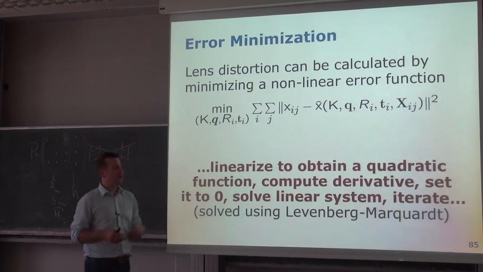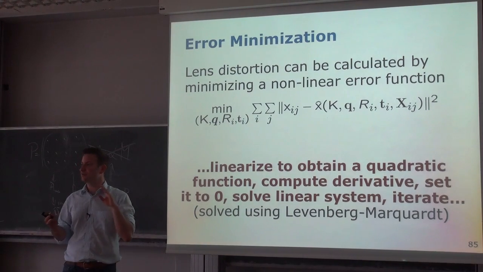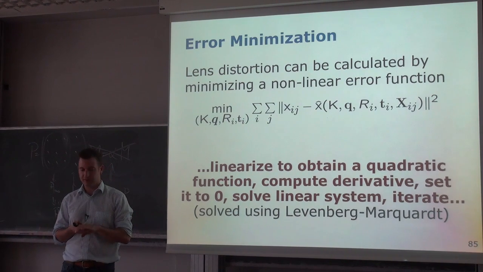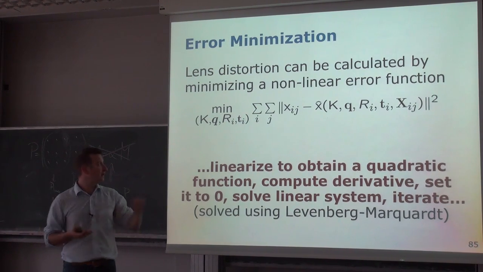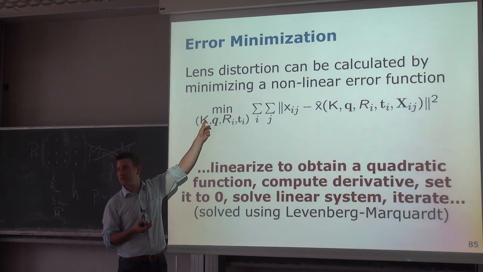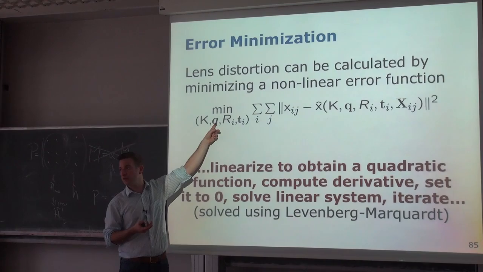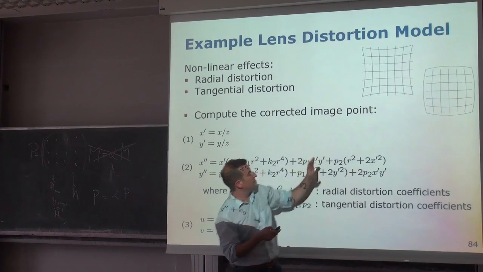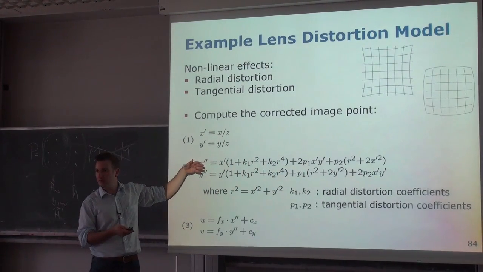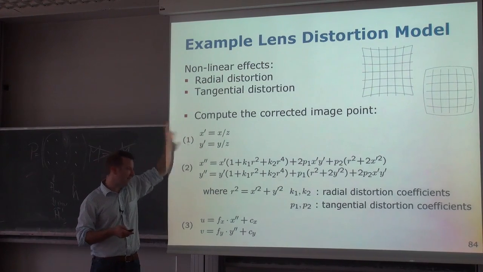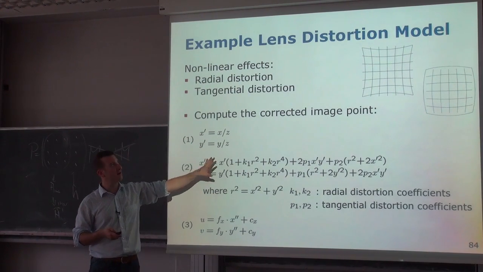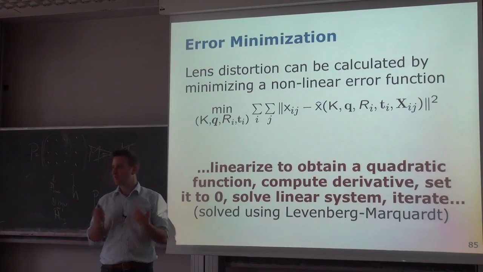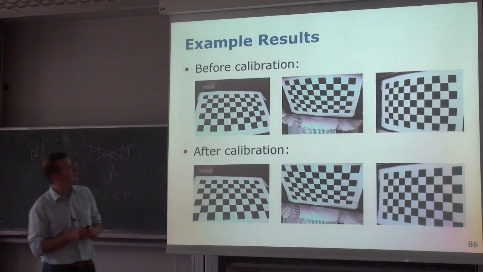And then I go with a standard approach: I linearize, obtain a quadratic function, compute the first derivative, set it to 0, and iterate. In this way I refine my calibration matrix K, and I add the nonlinear parameters. The complexity of this function simply results from how complex I make this model. This is just one example. They could be more complex, they could be easier. Radial distortion or tangential distortion are the standard things to compensate, especially for wide angle lenses.